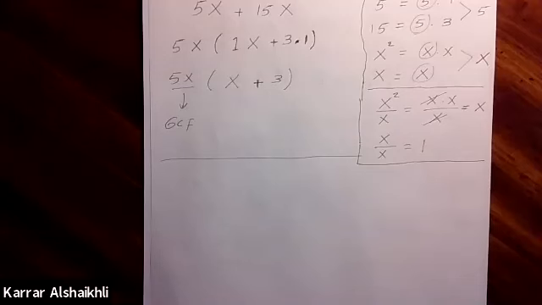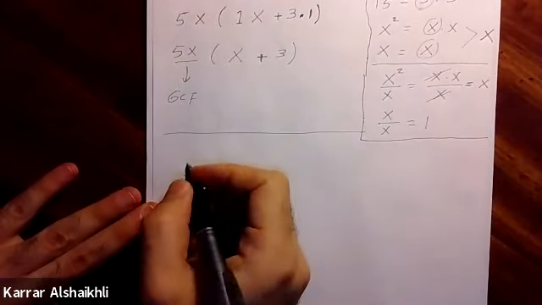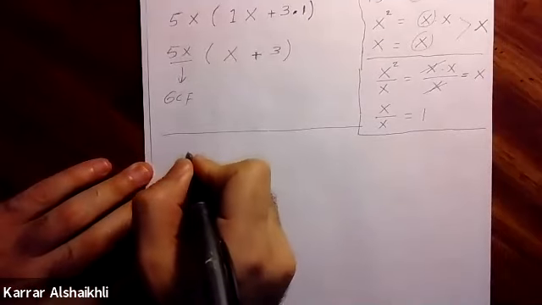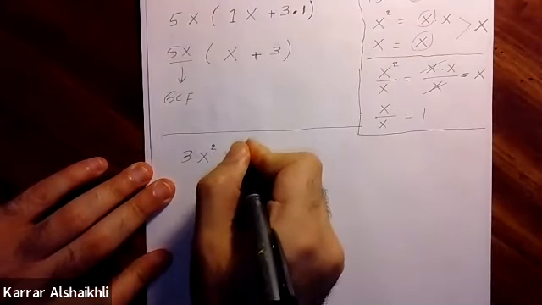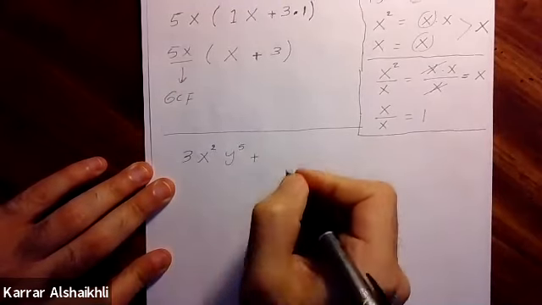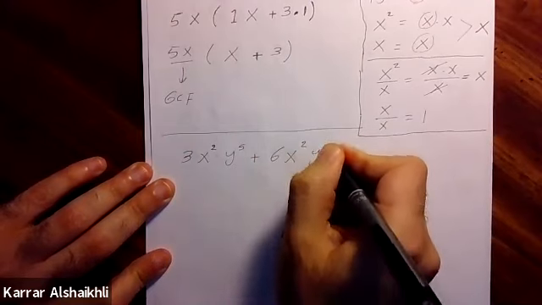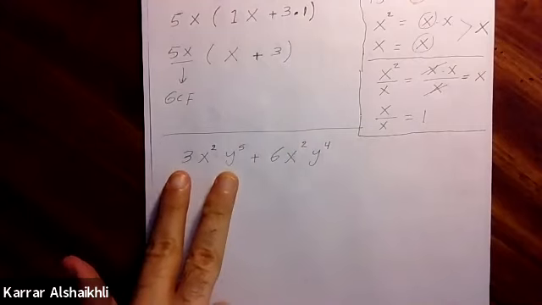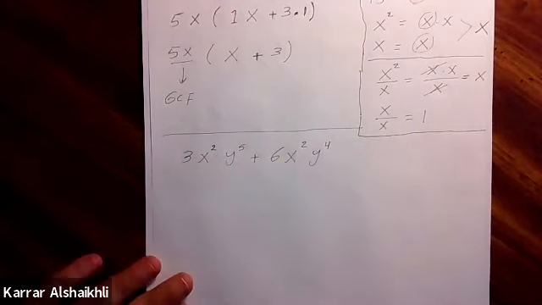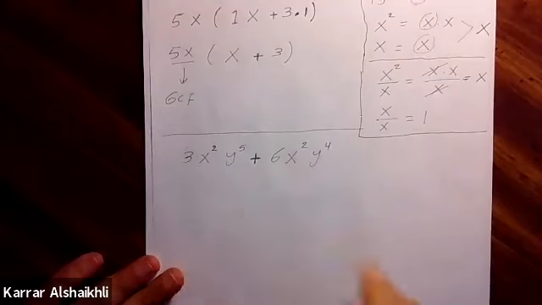Let's do another example here. I'm going to add 2 variables. Let's do two variables on the next example. 3x squared y to the power 5 plus 6x squared y to the power 4. Don't confuse yourself. This is one term and this is another term. So we have 2 terms because this is the plus sign. So this is the first term, this is the second term.